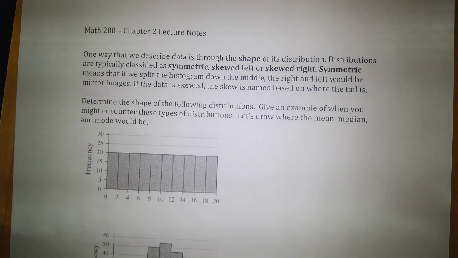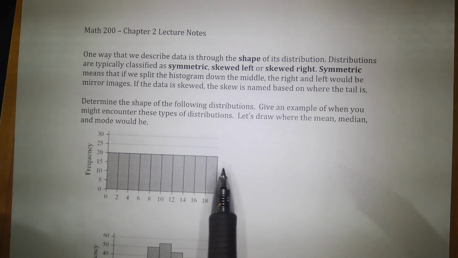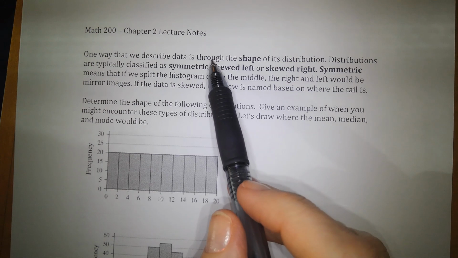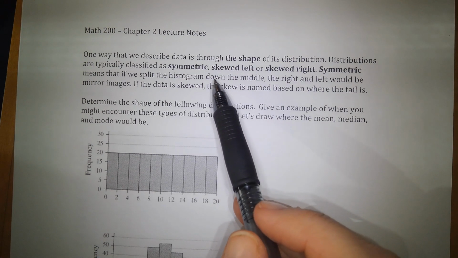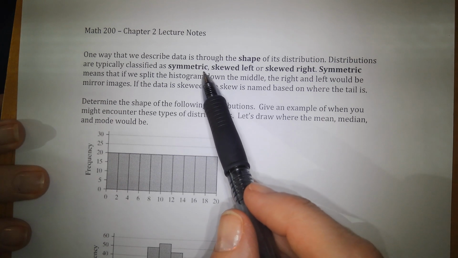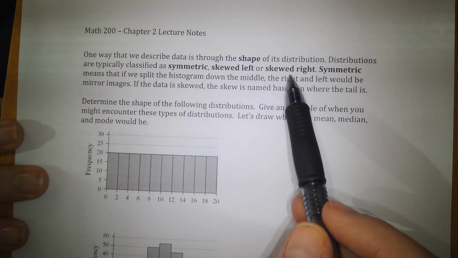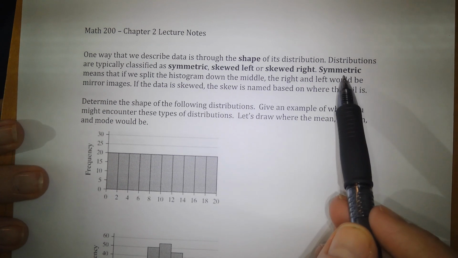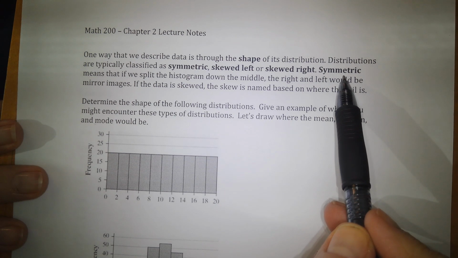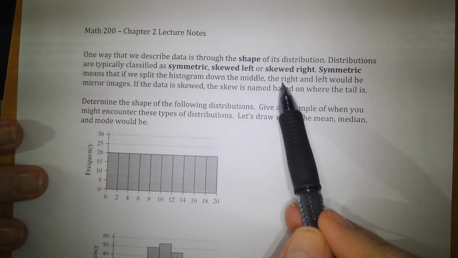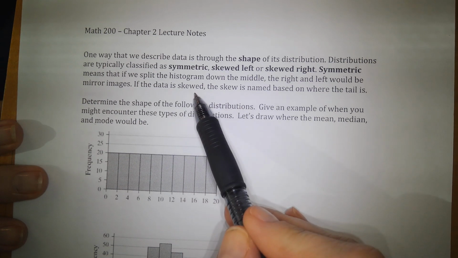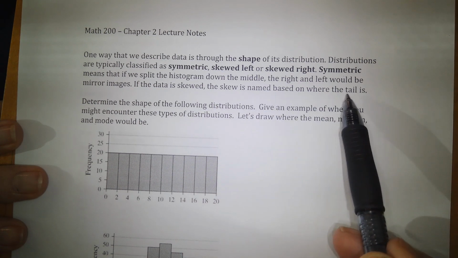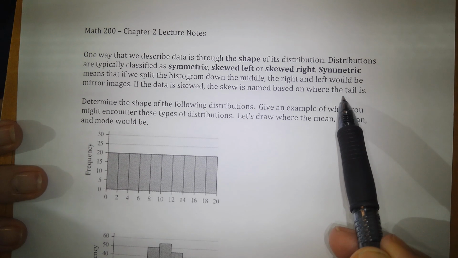Now I'd like to discuss distribution. On the next page, you'll see that we start talking about different types of distribution. One way we can describe data is through the shape. Distributions are typically classified as symmetric, skewed left, or skewed right. Symmetric means that if we split the histogram down the middle, the right and the left side would be mirror images of each other. If the data is skewed, then the skew is named based on where the tail is.